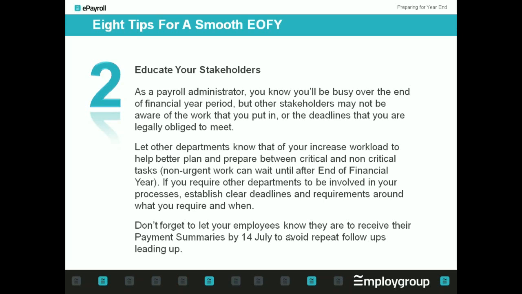And don't forget to let your employees know that they should receive their payment summaries by 14th of July. We constantly get feedback from clients that they always get a handful of employees that expect their payment summary on the 1st of July, and for most clients that's not practical, so make sure employees know that you will get their payment summaries to them as early as possible, but that you do have until the 14th of July to give it to them.